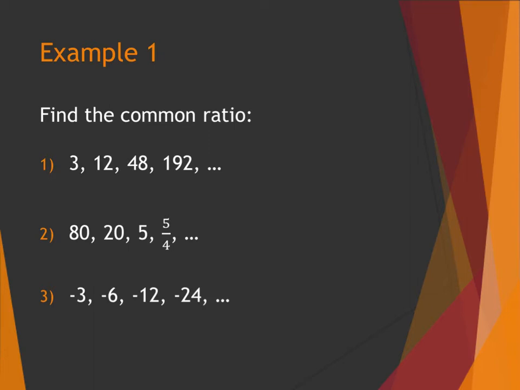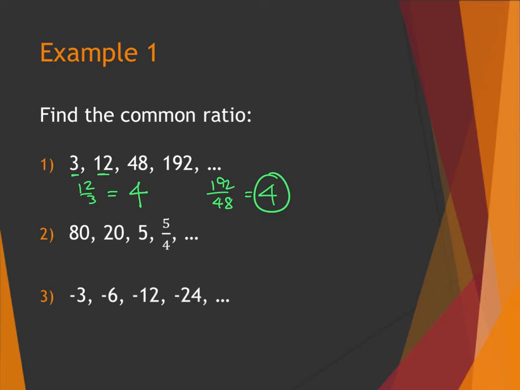So for example 1, we are going to look for the common ratio. To begin with for number 1, I'm just going to take two consecutive terms. So I'm going to start out with 12 divided by 3. And I can see that I get a common ratio of 4. And again, you could have done 192 divided by 48, and you should have also gotten 4. But our common ratio here is 4.